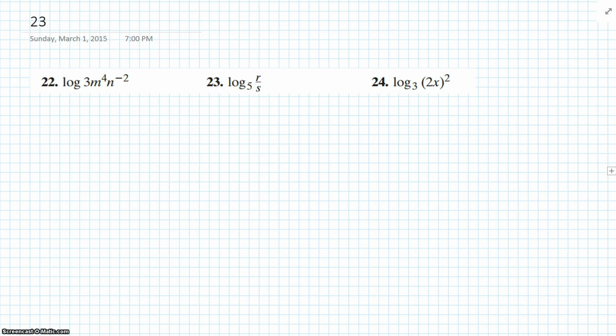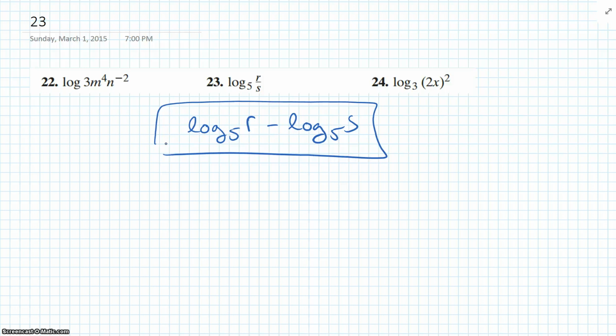23. Expand. Log base 5 of r over s. So I can rewrite this as log base 5 of r minus log base 5 of s. Next one.